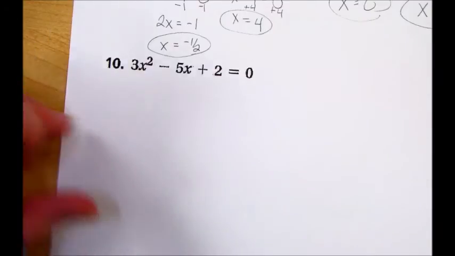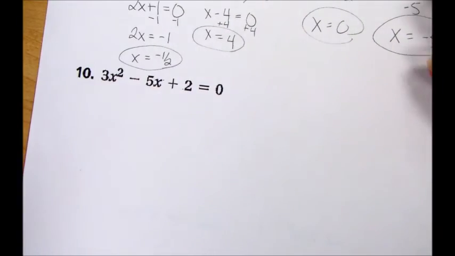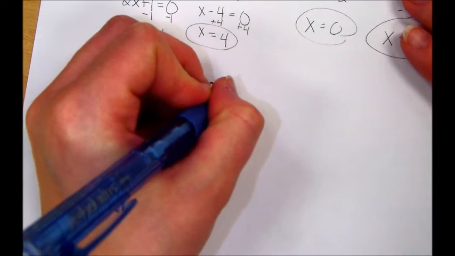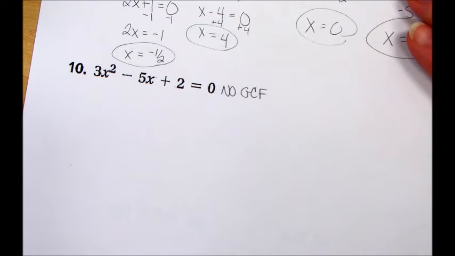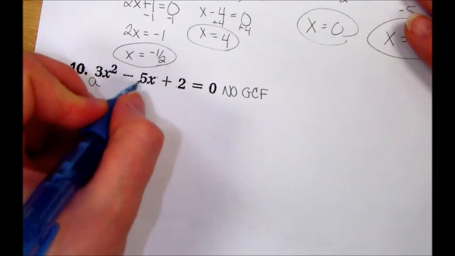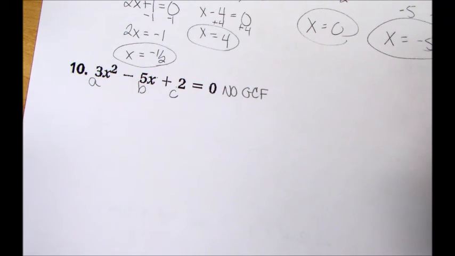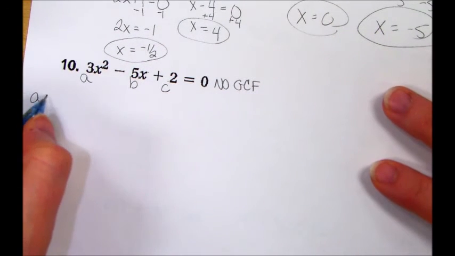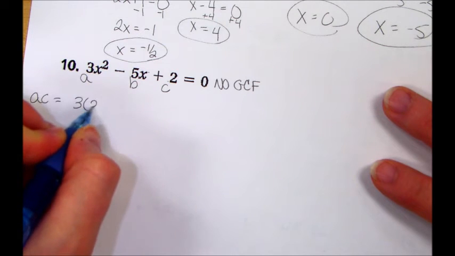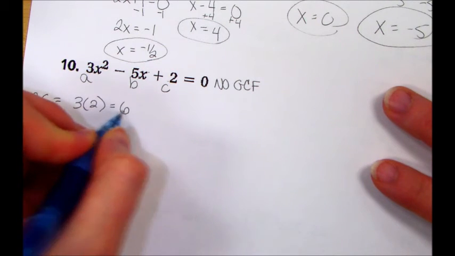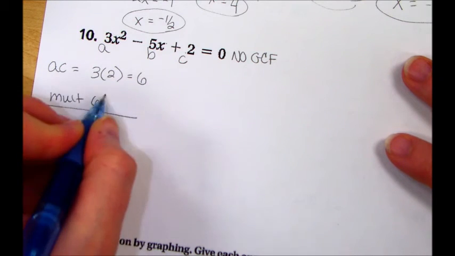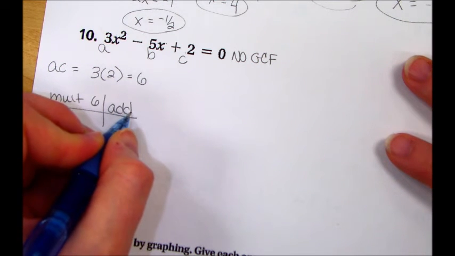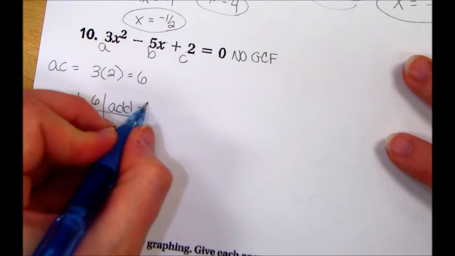One more trinomial. You know you've got to look for it, right? You should notice there is no GCF in this problem. Because there is no GCF, I'm going to move on to ABC, because it's a trinomial. You have to find AC, which is 3 times 2, which makes 6. Now I need numbers that multiply to 6, and they need to add to that middle number of negative 5.